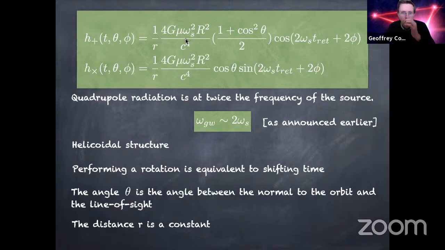Okay. So here is finally the proof of the claim that the quadrupole radiation is at twice the frequency of the source, simply because what you find here is 2 times the frequency of the source. In this case, the quadrupole order is actually exact. If you include higher multipoles, you might have some mixing. So this is not an exact relation in general, but for the quadrupole, it's actually exact.